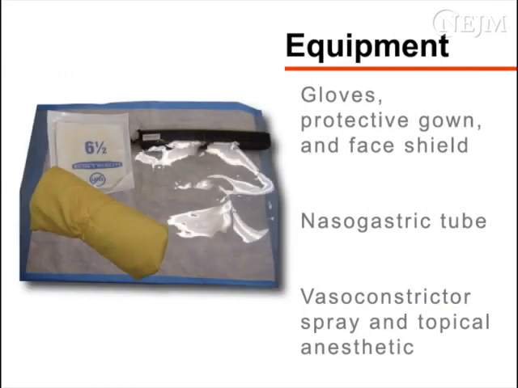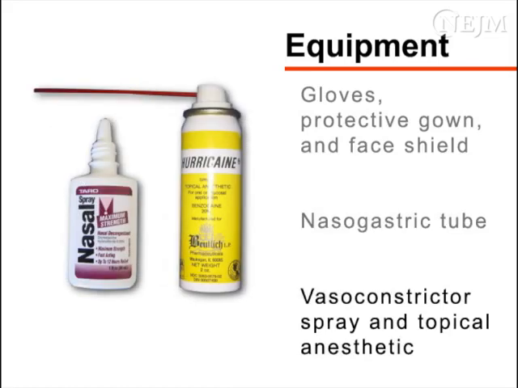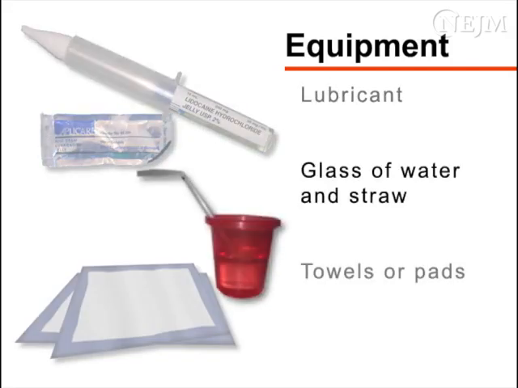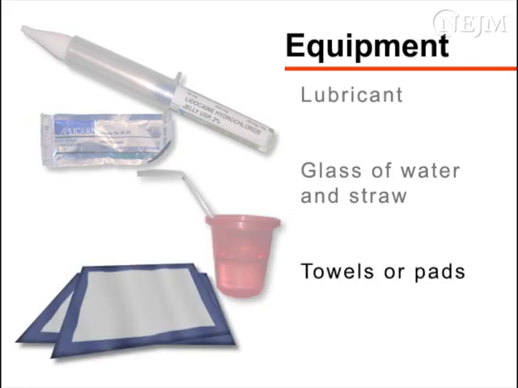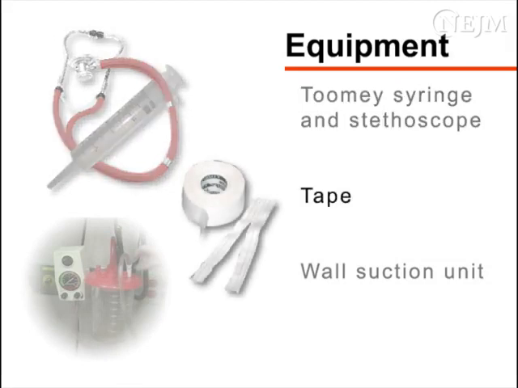Begin by gathering equipment you will need. This will include gloves, a protective gown, and face shield, an appropriately sized nasogastric tube, vasoconstrictor spray, and a topical anesthetic such as benzocaine or lidocaine solution with an atomizer. Obtain a lubricant, a glass of water with a straw, towels or blue pads, a 60 cc catheter tip Toomey syringe, a stethoscope for tube confirmation, tape, and a wall suction setup.